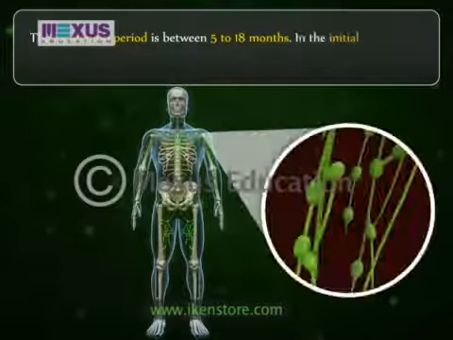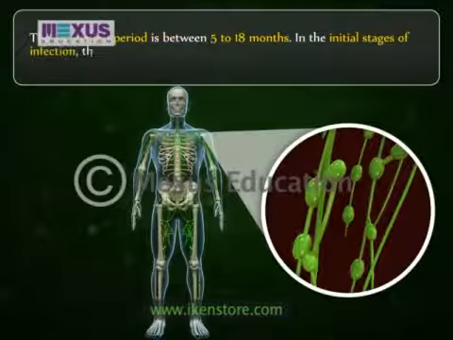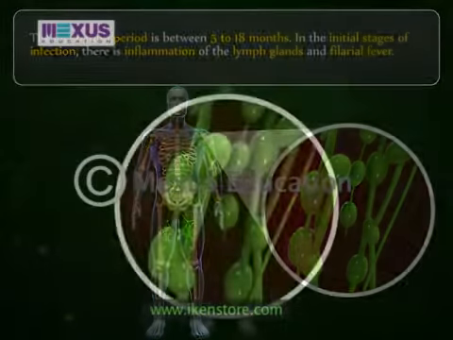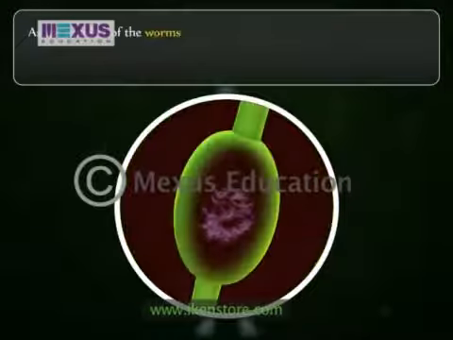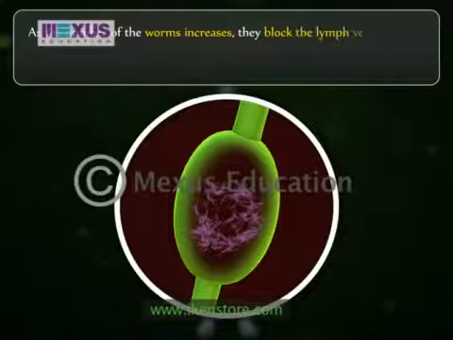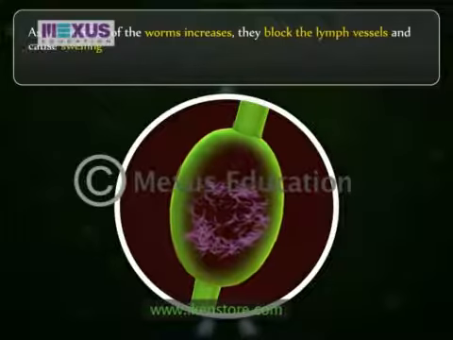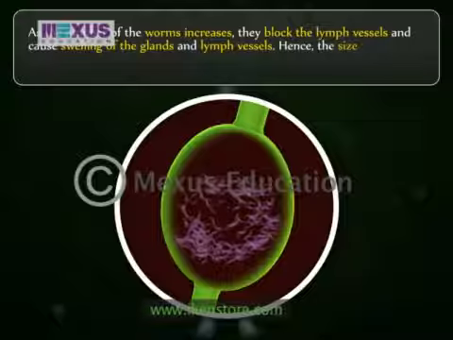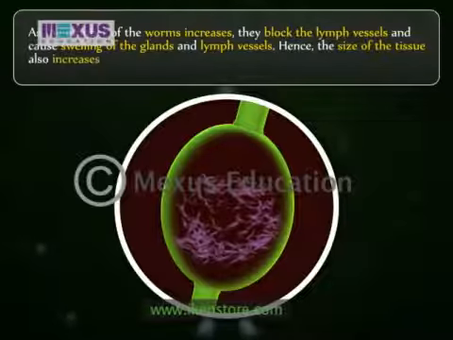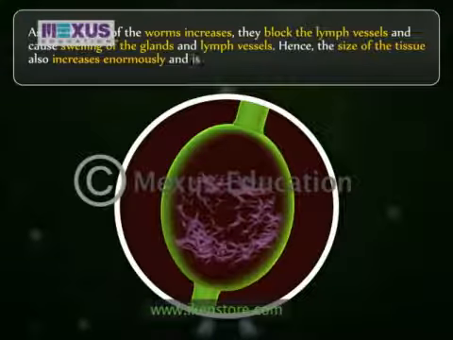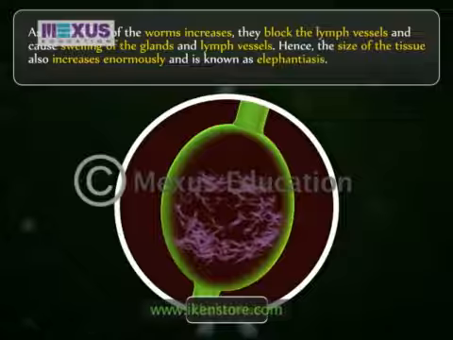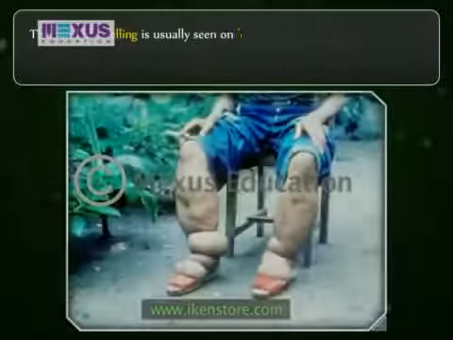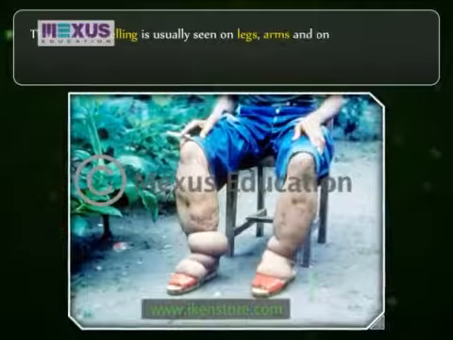In the initial stages of infection, there is inflammation of the lymph glands and filarial fever. As the number of the worms increases, they block the lymph vessels and cause swelling of the glands and lymph vessels. Hence, the size of the tissue also increases enormously and is known as elephantiasis. This kind of swelling is usually seen on legs, arms and on other body parts.